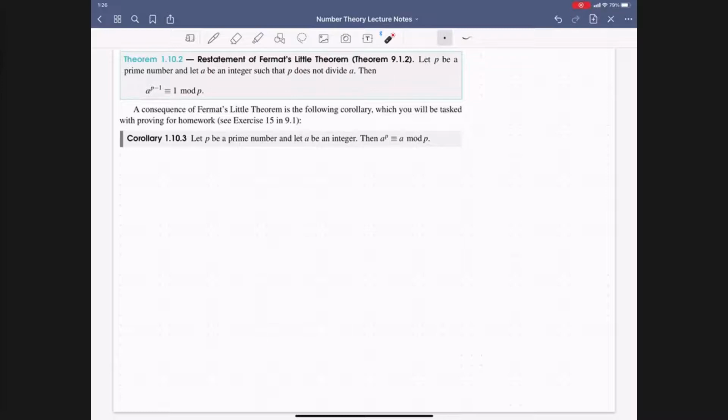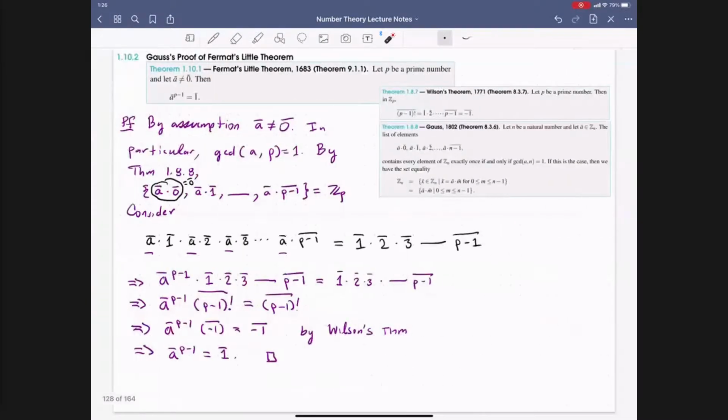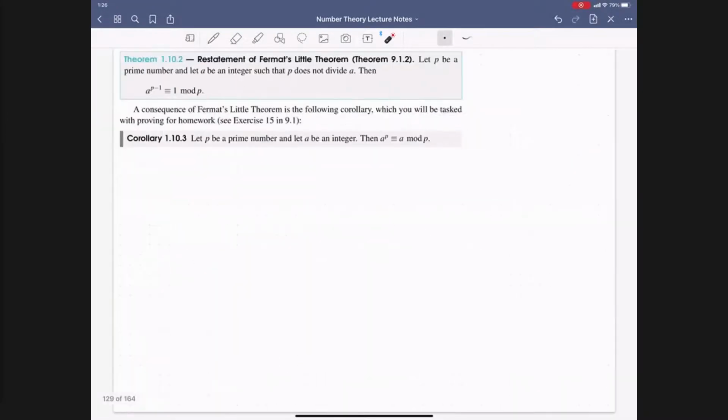For homework, I'm going to ask you to prove that a to the p is congruent to a mod p. Of course, we have already done this. We proved this via induction in Leibniz's argument. But what I want you to do for the homework assignment is to prove this by using Fermat's little theorem. So notice that we didn't prove that claim over here. And so now I want you to deduce a different proof for this result for your homework.